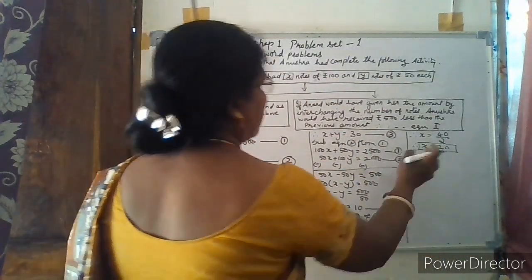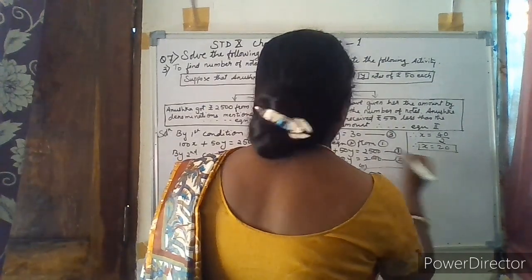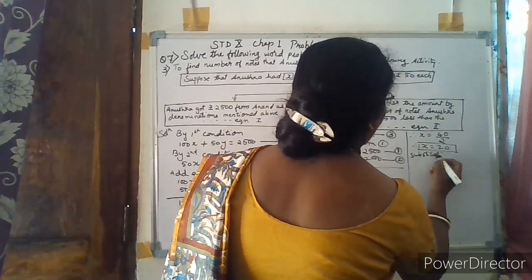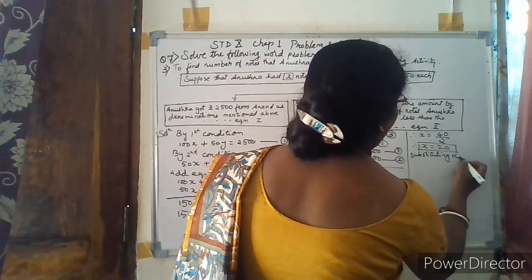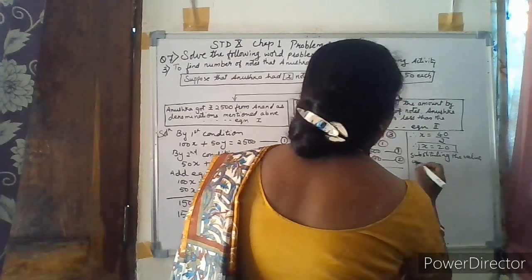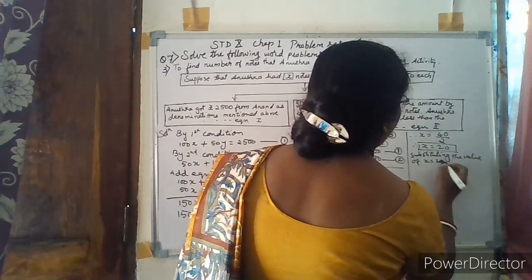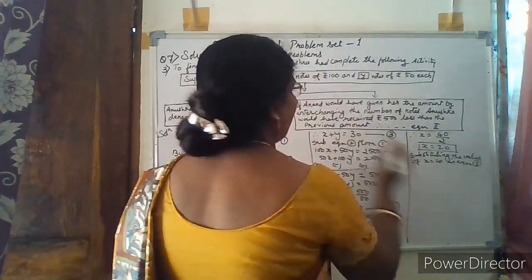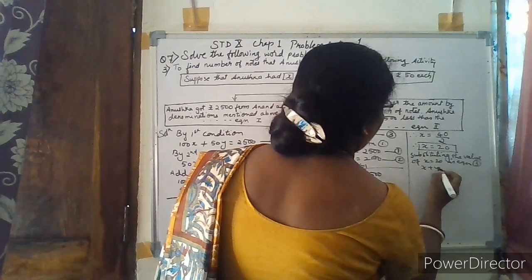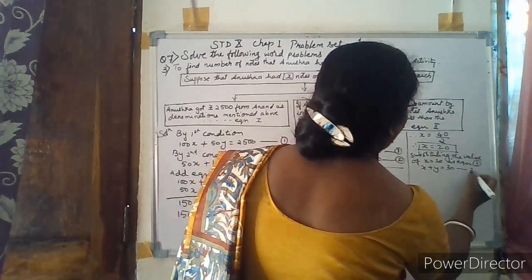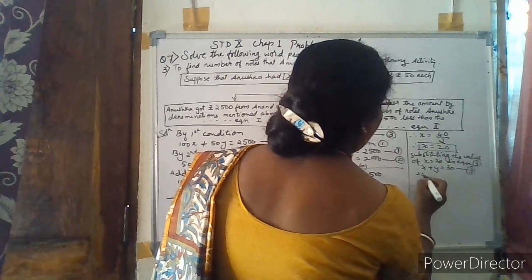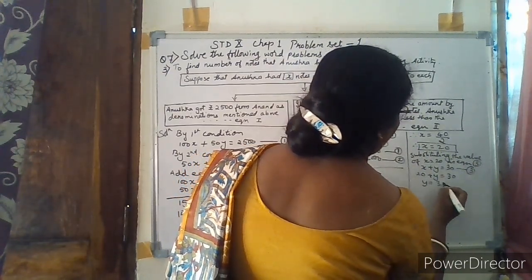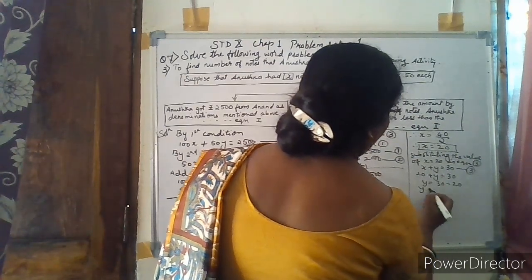Now let us substitute it and find the value of y. Substituting the value of x equal to 20 in equation, let us take 3, the very simplest equation, x plus y equal to 30, equation 3. So x value is 20. 20 plus y equal to 30. So y is equal to 30 minus 20. y is equal to 10.